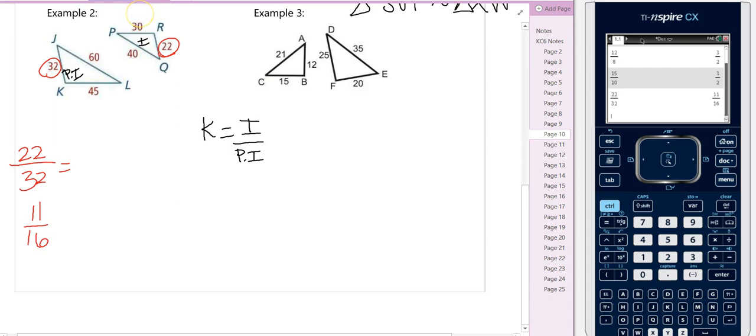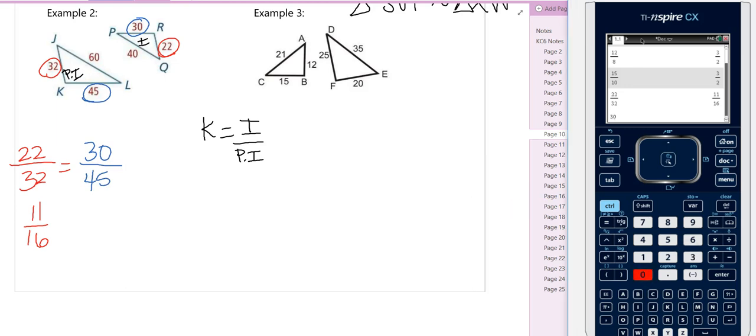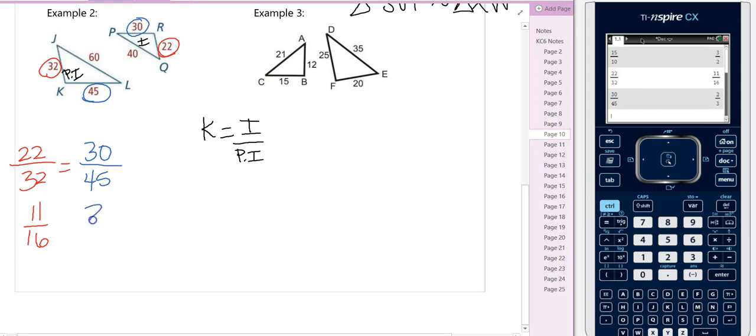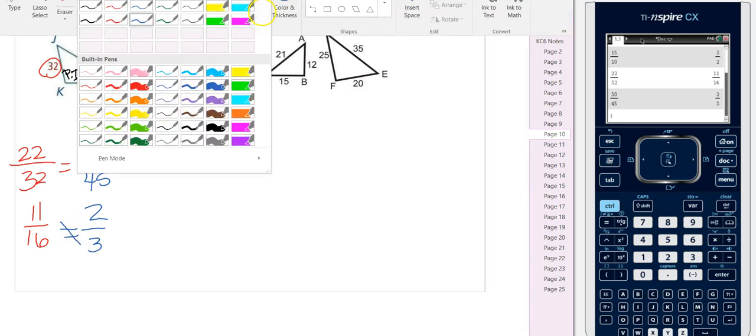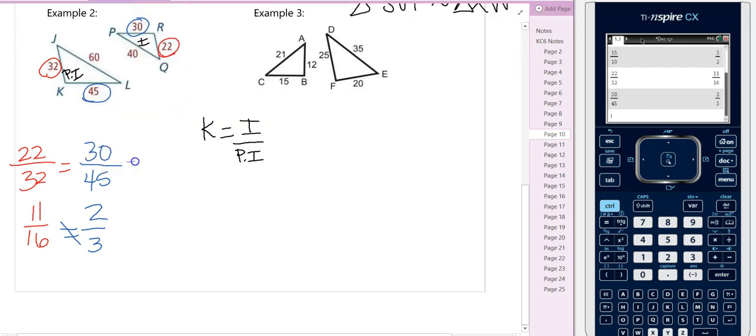Alright, now my middle number. So go back to my image. 30 is my middle number. And I'm going to put that over the middle number over here, which is 45. So then 30 divided by 45 is going to equal 2/3. Uh-oh. These are not equal so far. Those aren't equal.